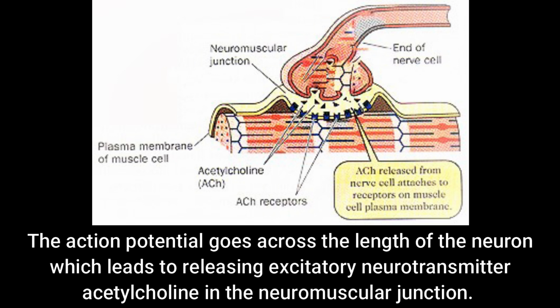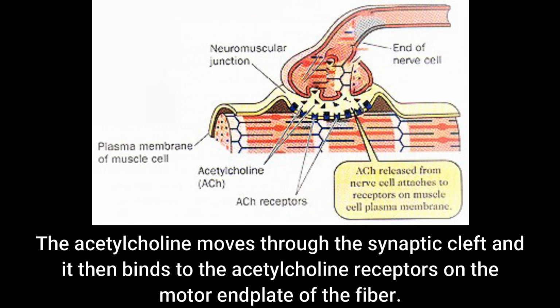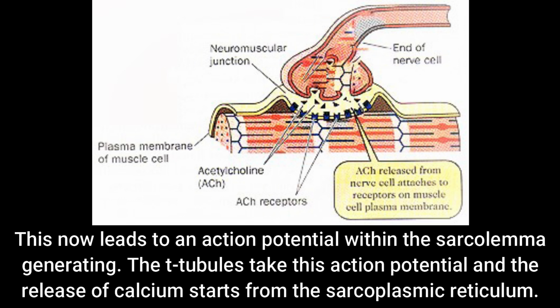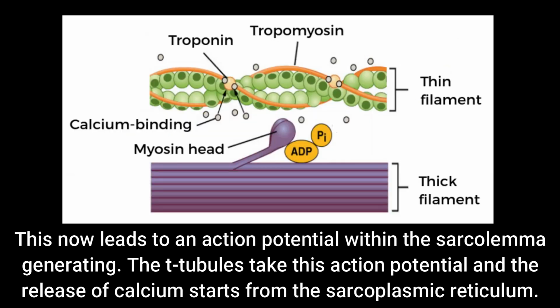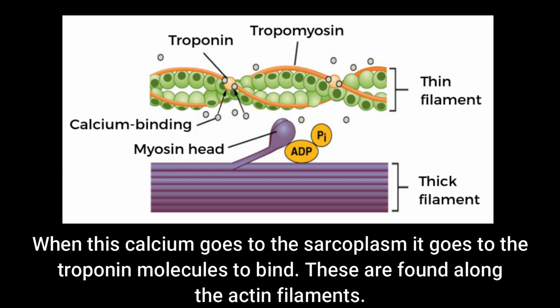in the neuromuscular junction. The acetylcholine moves through the synaptic cleft and then binds to the acetylcholine receptors on the motor end plate of the fiber. This now leads to an action potential being generated within the sarcolemma. The T-tubules take this action potential and the release of calcium starts from the sarcoplasmic reticulum.